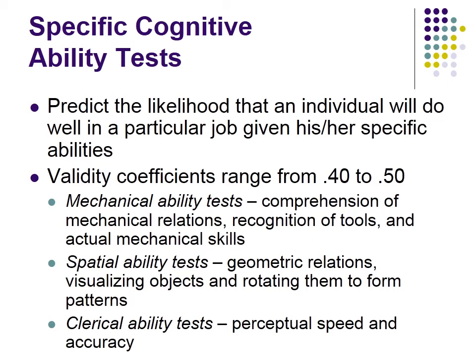Examples include mechanical ability tests, comprehension of mechanical relations, recognition of tools. A lot of engineering jobs will have a specific mechanical ability test as a predictor. Spatial ability tests, so geographic relations, visualizing objects, rotating to form patterns. Again, you need to show that this is relevant to the job that you're selecting for, but if it is, it has a strong prediction. And finally, clerical ability tests, perceptual speed and accuracy, but you can also look at specific cognitive ability tests to basically capture almost any knowledge that you think is strongly related to job performance.